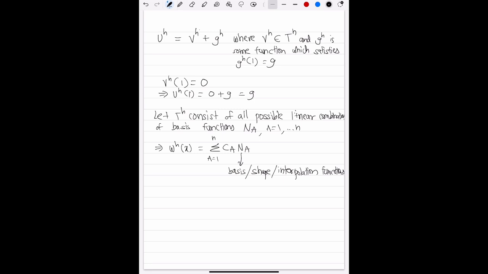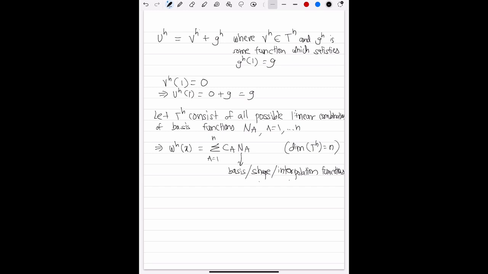So at this stage, it is clear why they are called basis functions, because they form the basis of the function space Th. But why they are called shape functions and interpolation functions, that will be clear a bit later. From here, the other thing that we can see is that since we have n linearly independent basis functions, the dimension of the function space Th is essentially equal to n.